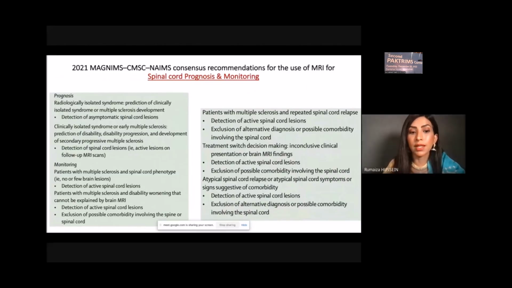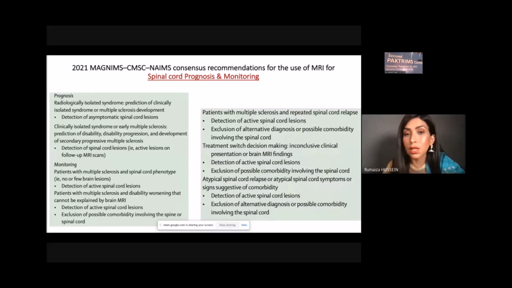Now, patients with MS and spinal cord phenotypes sometimes have an active spinal cord lesion, so we need to detect that in terms of monitoring. And patients with MS and disability worsening that cannot be explained by the MRI of the brain, so detection of active spinal cord lesions and exclusion of other comorbidity within the spinal cord is also needed. Patients with multiple sclerosis and repeated spinal cord relapses, so detection of active cord lesions is important. Exclusion of any alternative causes is also important here.